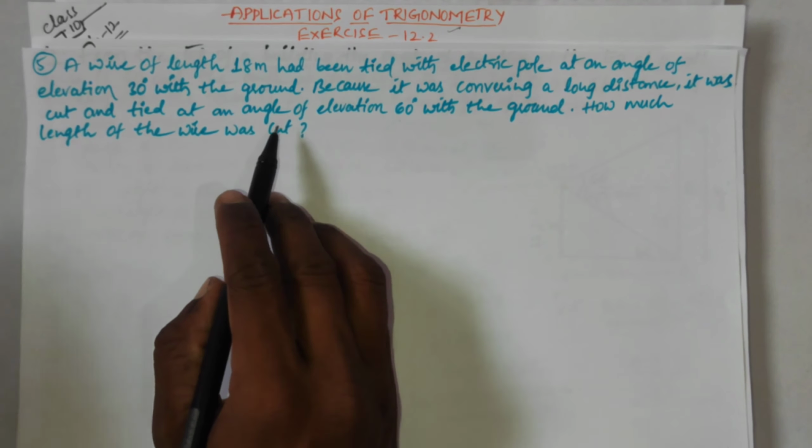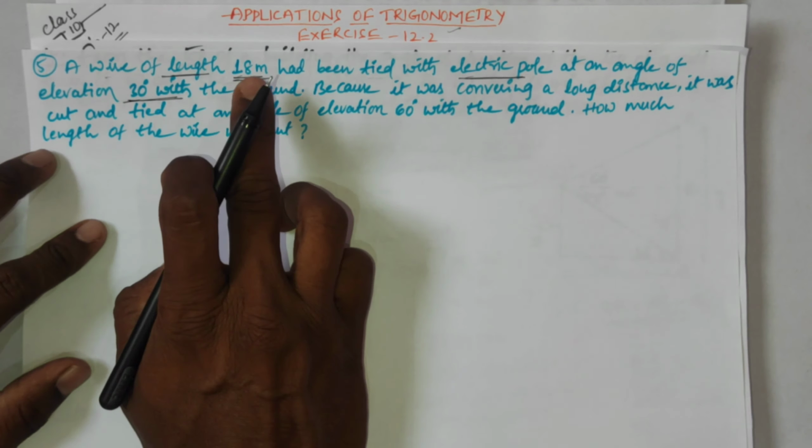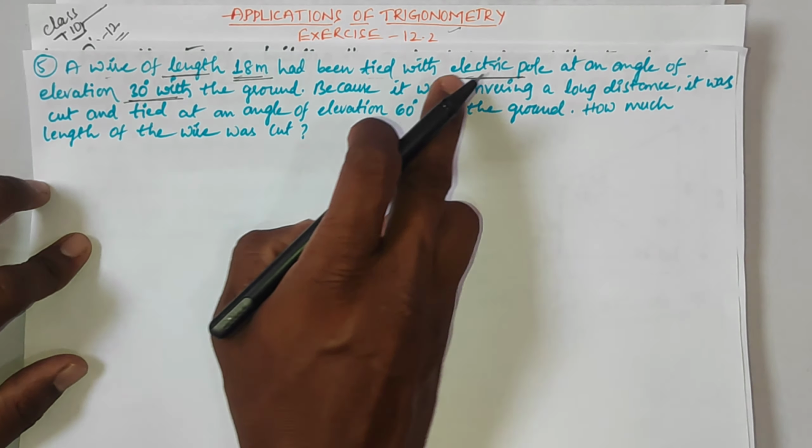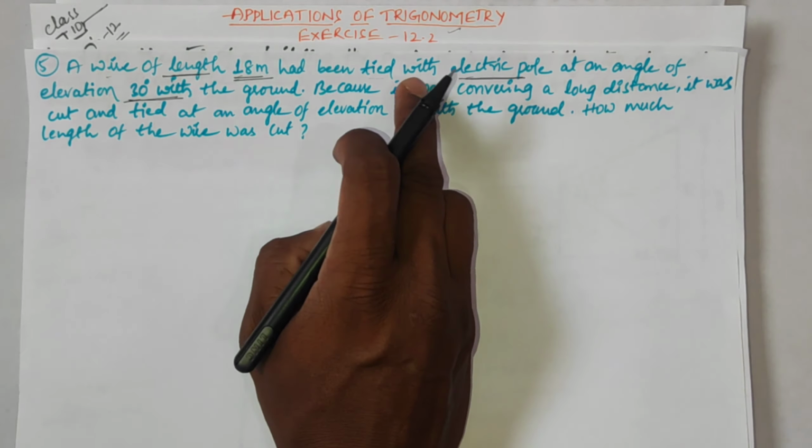So once again we'll see the question, what he gave. A wire of length 18 meters. He gave the length of the wire as 18 meters, had been tied with an electric pole at an angle of elevation 30 degrees with the ground. Okay. So this 18 meters wire tied with the electric pole with the angle of elevation 30 degrees. Next, because it was covering a long distance, it was cut and tied at an angle of elevation 60 degrees with the ground. Now what happened? It is covering more distance. That's why they cut the wire. Then the angle of elevation changes from 30 degrees to 60 degrees.